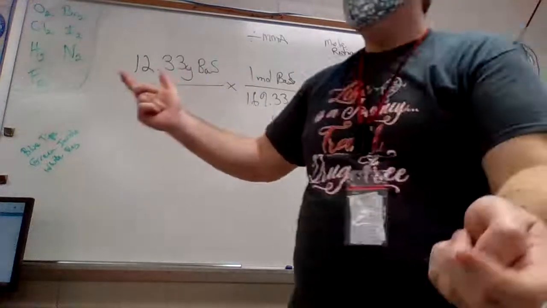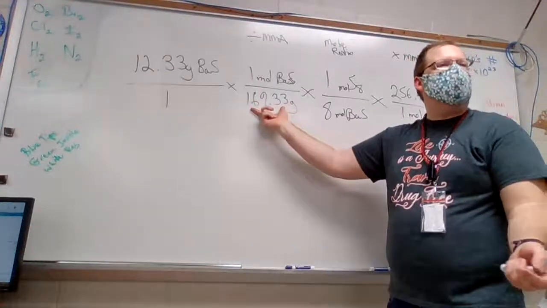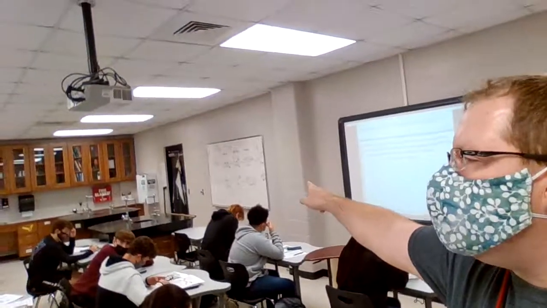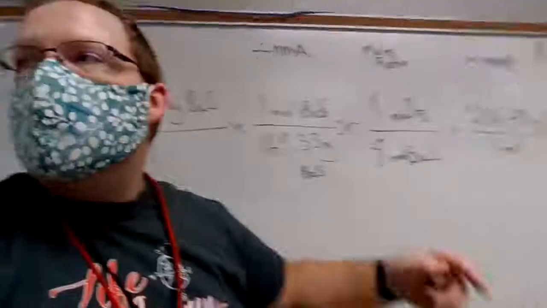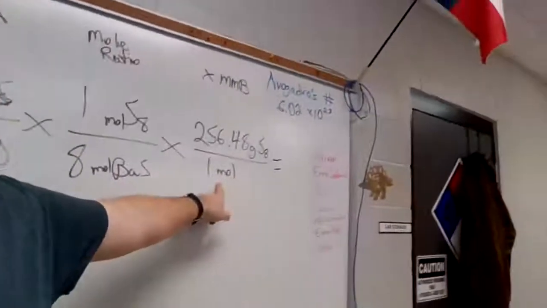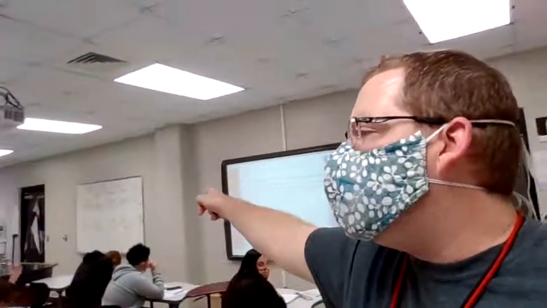Notice what I did here. Here, I'm dividing by this 169.3 at the beginning. Over there, I'm multiplying by the 169 at the end. Over here, I have 1 over 8 as my mole ratio in the middle. Over there, it's 8 over 1. Over here, I'm multiplying by 256 at the end. Over there, I'm dividing by it at the beginning.